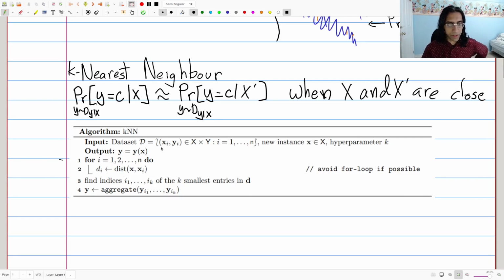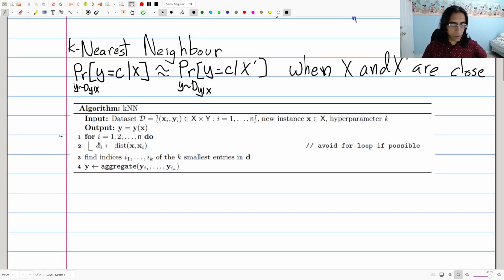So now what we're going to do is, given this new point, go through and compute all of the distances. We compute the distance between this new point x and x1, between x and x2, x3, x4, and so on. We're going to compute all the distances. Then we're going to find the closest k points, the indices of the smallest entries in this set of distances.